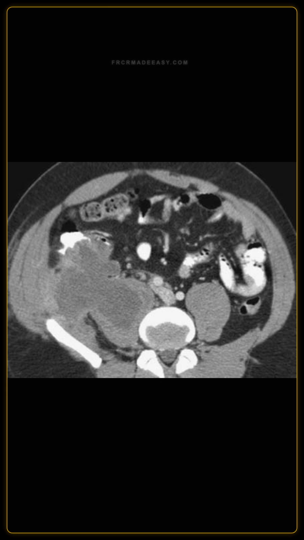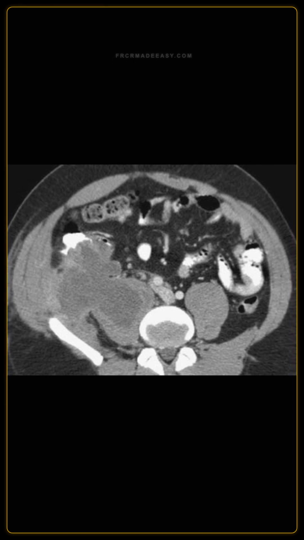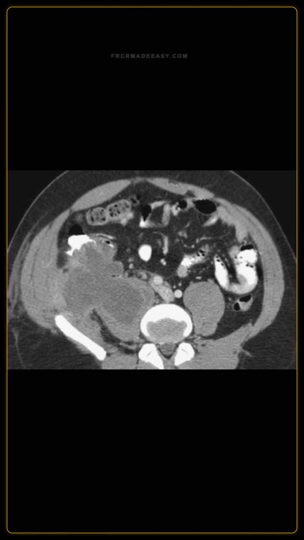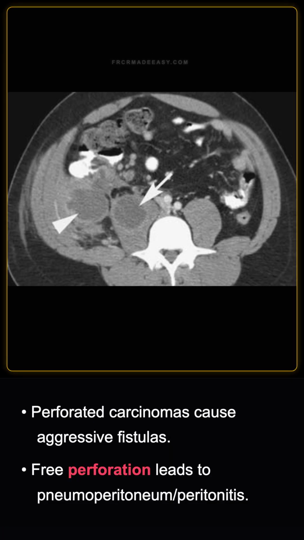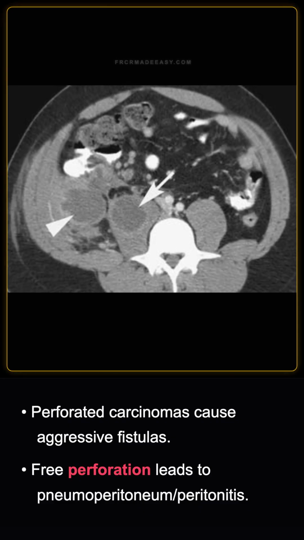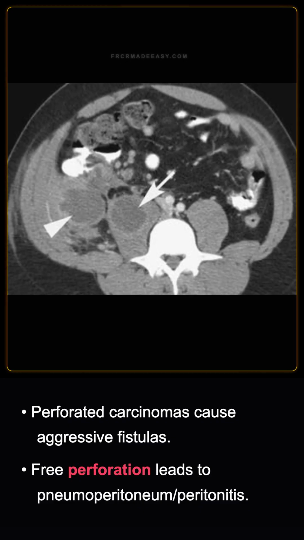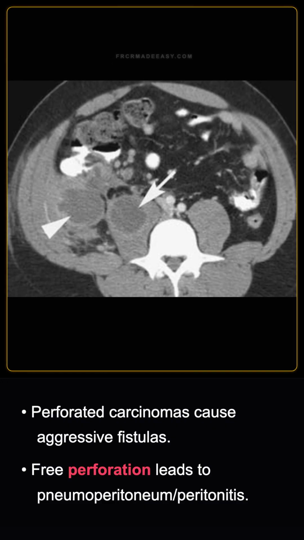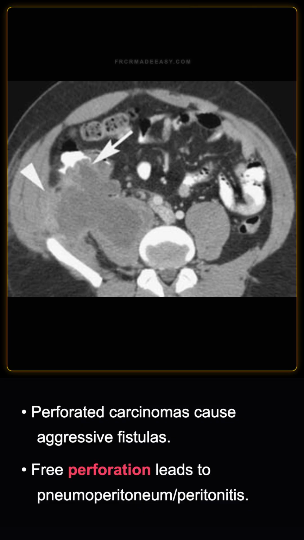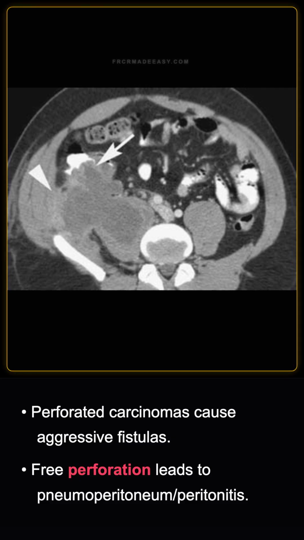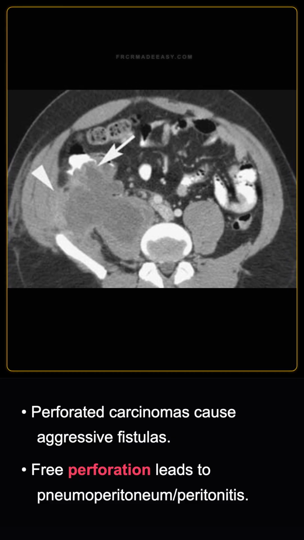abscess. Aside from abscess formation, what are two other severe intra-abdominal complications of a perforated colorectal carcinoma? Based on that, perforated carcinomas can form aggressive malignant fistulas to adjacent structures, such as a colovesical fistula to the bladder or colocutaneous fistulas to the skin.